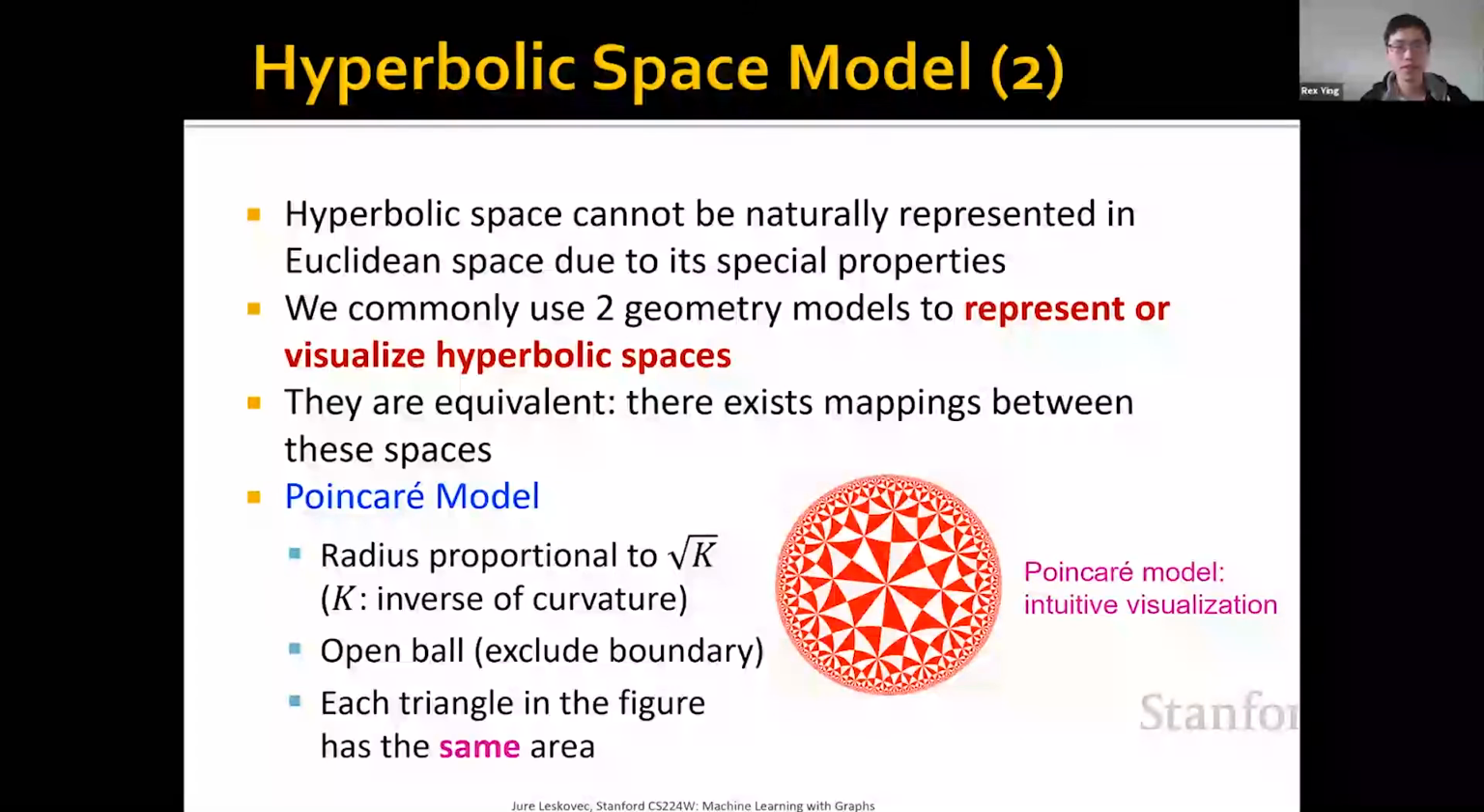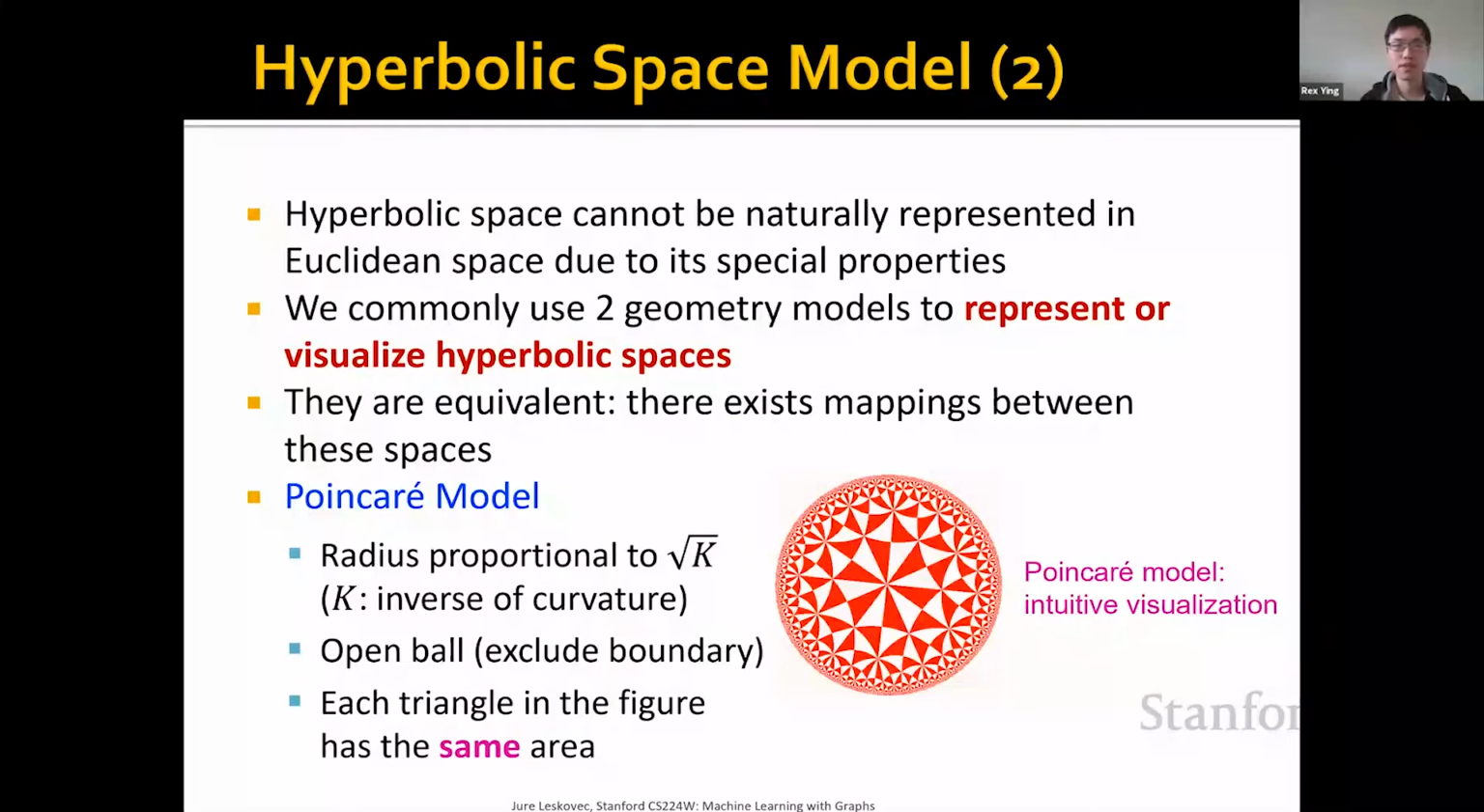Because of this property, hyperbolic space cannot be naturally represented in Euclidean space, because it violates the fifth axiom of Euclidean geometry, which is the parallel postulate. So we commonly use two geometry models to visualize hyperbolic space by embedding it as a subspace of Euclidean space, and they are also equivalent. We can map between these two models. The first model that we're going to introduce is the Poincare model.